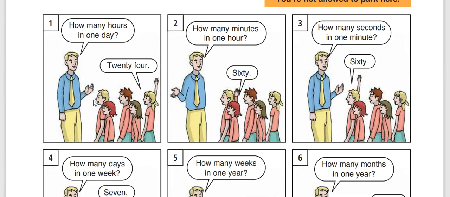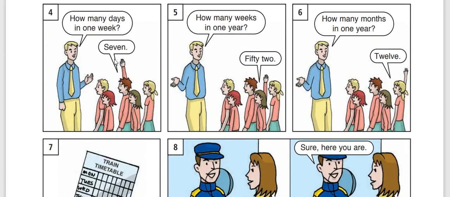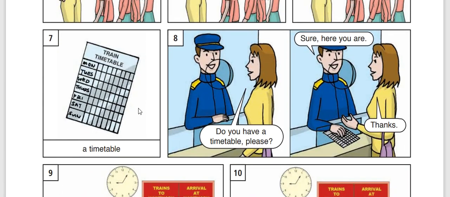Picture 1. How many hours in one day? 24 hours. How many minutes in 1 hour? 60. Picture 3. How many seconds in 1 minute? 60. How many days in 1 week? 7. How many weeks in 1 year? 52. How many months in 1 year? 12. Picture 7. A timetable.